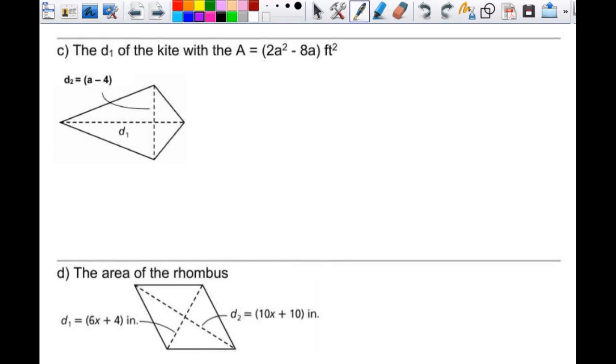Yeah, because you're answering a different question than what I'm asking. So now on this one, we're looking for D1 of a kite. So we're going to write the area of a kite is equal to 1/2 D1 D2. Then I know the area. Again, 8A is equal to 1/2 times D2.